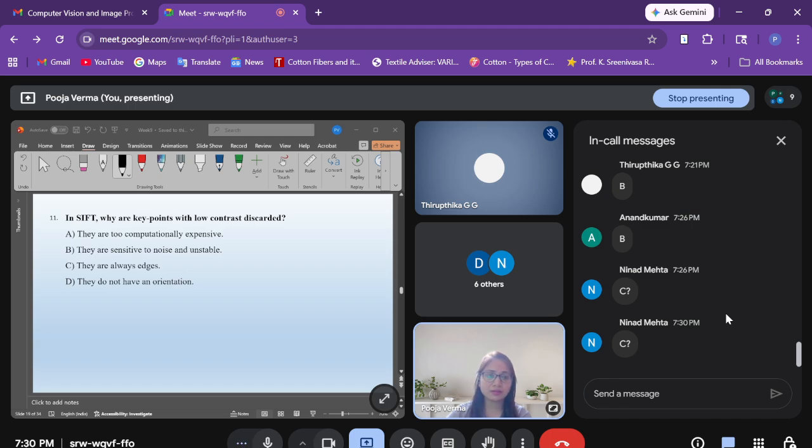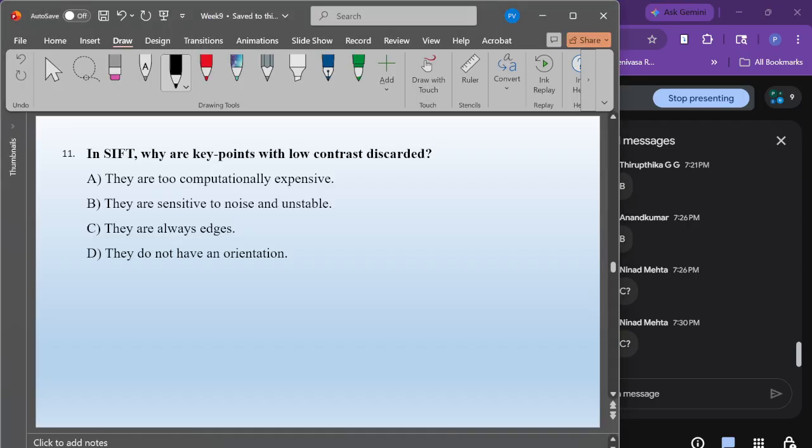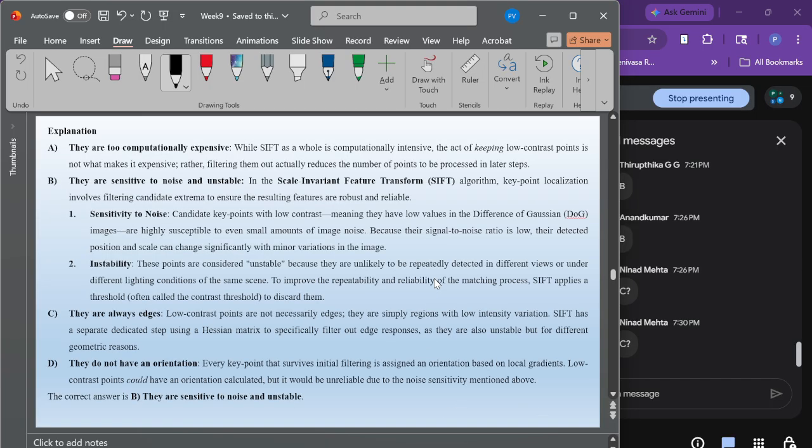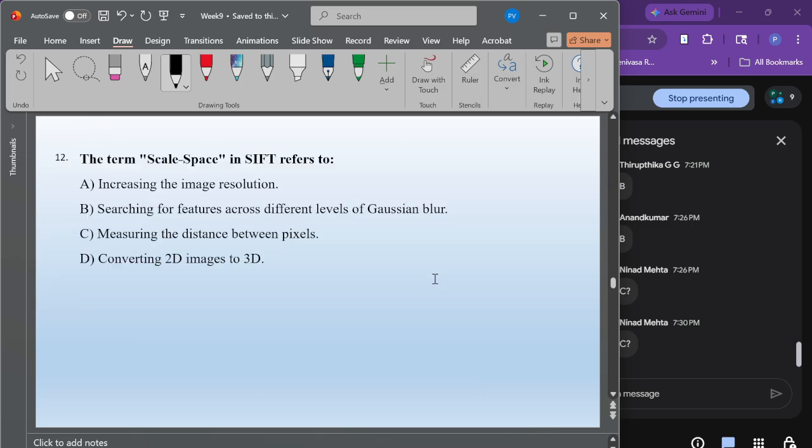Any answers? Okay, now answering for option C. Anyone else? Then we will discuss in detail. Okay, so let's see the detailed solution for this question. So we will go through it option by option.